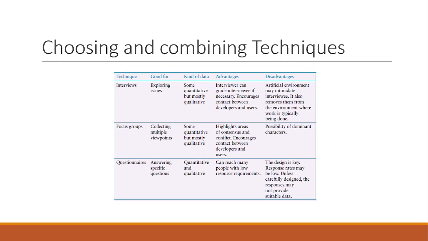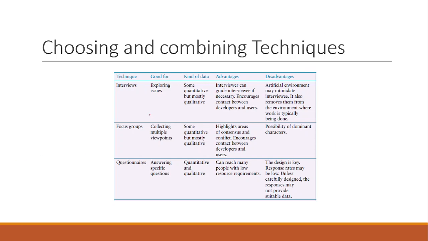This table provides an overview to help choose a set of techniques for a specific project. It lists the kind of information obtained, such as answers to specific questions, and the type of data, for example mostly qualitative or mostly quantitative. It also has some advantages and disadvantages for each technique. Note that different modalities can be used for some techniques.